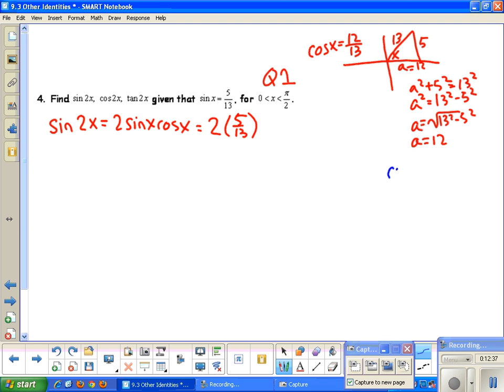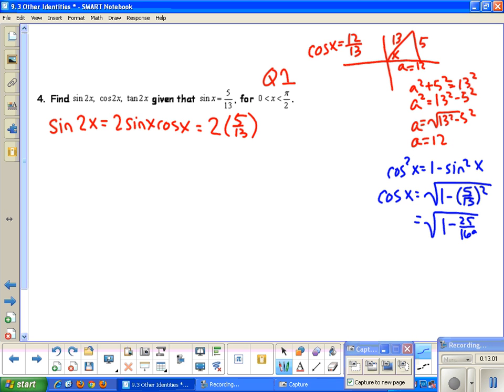I could have also used my Pythagorean identities to figure that out. So if I would have done cosine squared of x is equal to 1 minus sine squared x, an identity that we learned. So the cosine of x would be equal to, since we're in the first quadrant, the positive square root of 1 minus your sine squared, which in this case is 1 minus 5 over 13 squared. So that would give me the square root of 1 minus 25 over 169. And then, of course, we would have to simplify this.